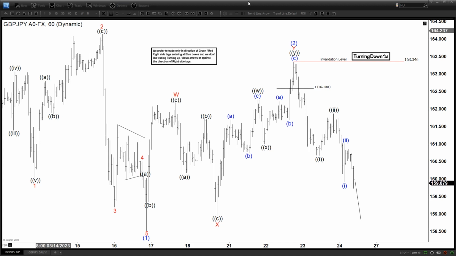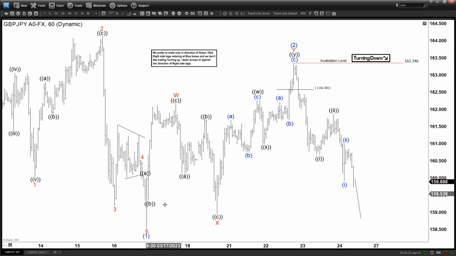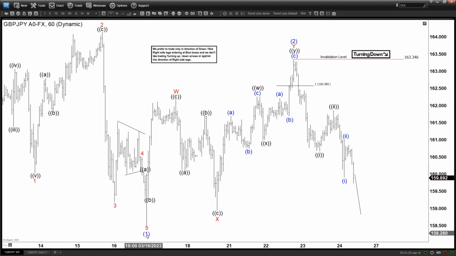For today, we are looking at the chart of the pound yen. This is a 60 minutes chart here. We can see we have ended with 1 here in the intermediate degree at 158.5, and we ended with 2 rally. With 2 corrective rally at 163.3.